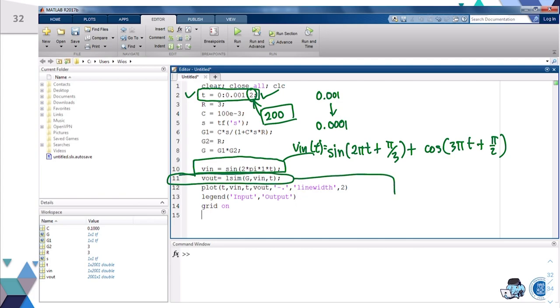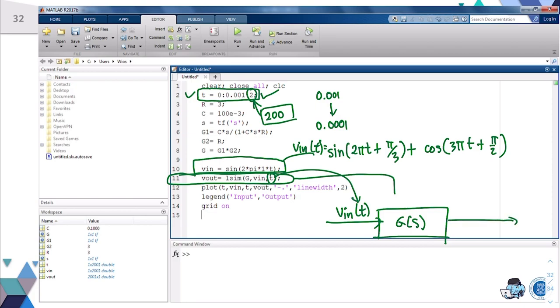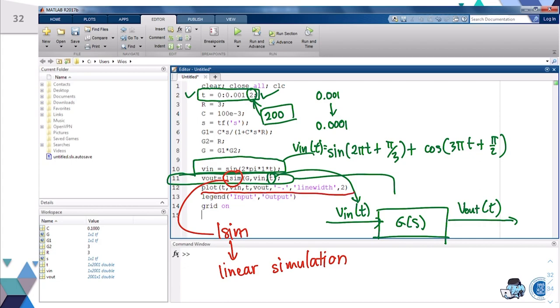Then the only row or the only command replacing the simulation is just this one. It means that you have G, this is G(s), the input is Vin, t is the variable of the domain, and this one is the Vout. So this is how you obtain Vout as a function of time. What you do is execute the command lsim. lsim stands for linear simulation. Then after you obtain the Vout, of course, you just need to plot t, Vin, t, Vout. Then you can customize this one.